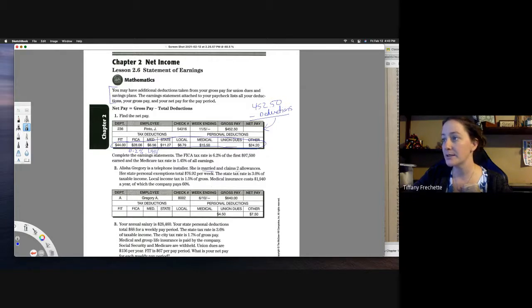So she's married, claims 2 allowances. Her state personal exemptions total $76.92 per week. The state tax rate is 3%, the local tax rate is 1.5%, and the medical insurance costs $1,940, and the company pays 60% of that.